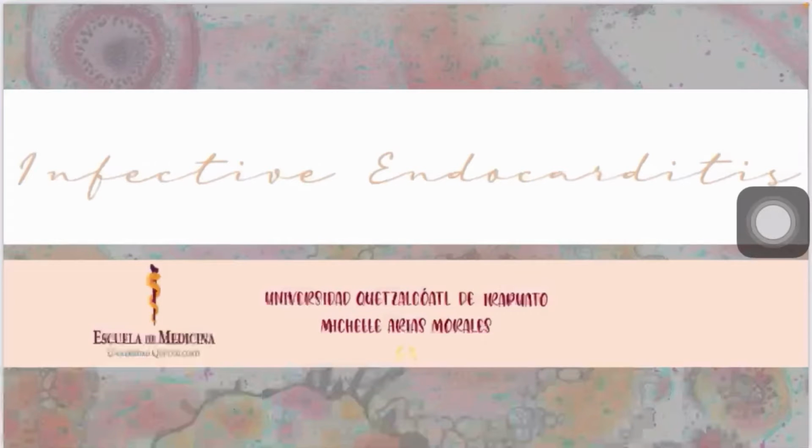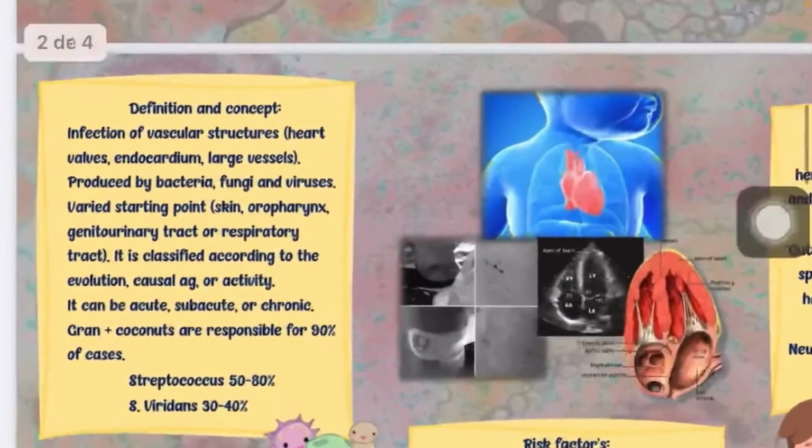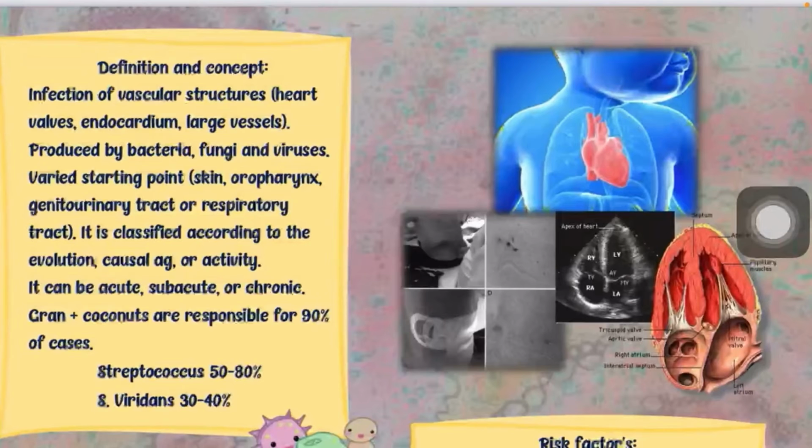I'm a med student, and in this video we're going to talk about infective endocarditis. So, to start, we have the definition and the concept. It is an infection of vascular structures like the heart valves, the endocardium, and the large vessels, and it is produced by bacteria, fungi, and viruses.